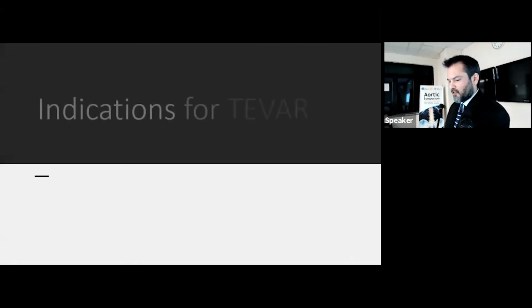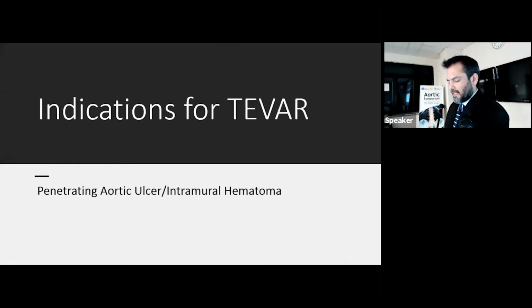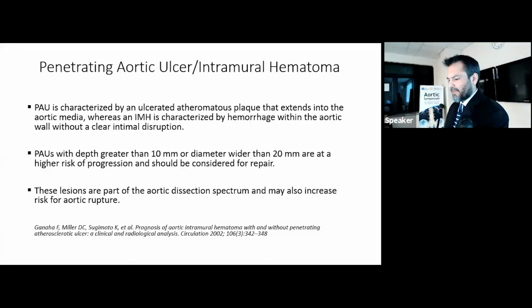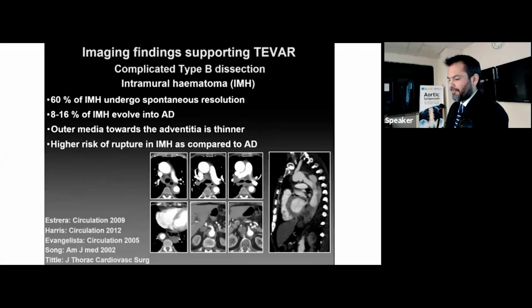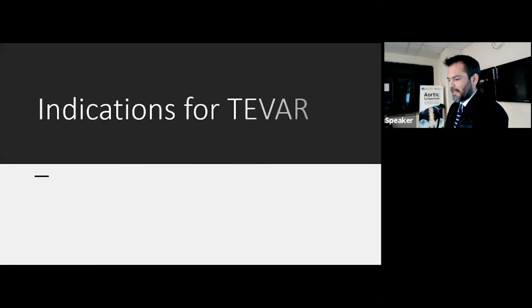I'm not going to go into too much detail. Just mention penetrating aortic ulcer and intramural hematoma. These penetrating aortic ulcers, we do see them from time to time, and you need to be very careful, because if the depth is more than 10 or the width more than 20, then probably they need to go for TEVAR. I'm not going to go through too much detail in this slide.